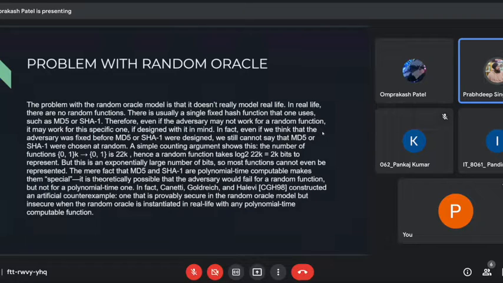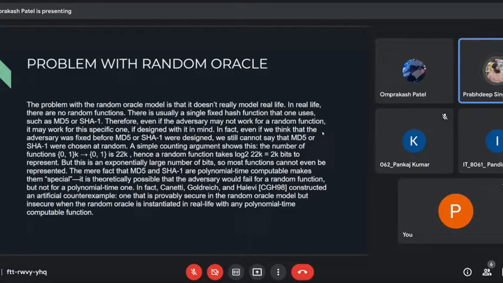Problem with random oracle. The problem with the random oracle model is that it doesn't really model real life. In real life, there is no random function. There is usually a single fixed hash function that one uses, such as MD5 or SHA1. Therefore, even if an adversary may not work for a random function, it may work for the specific one if designed with it in mind. In fact, even if we think that the adversary was fixed before MD5 or SHA1 were designed, we still cannot say that MD5 or SHA1 were chosen at random.